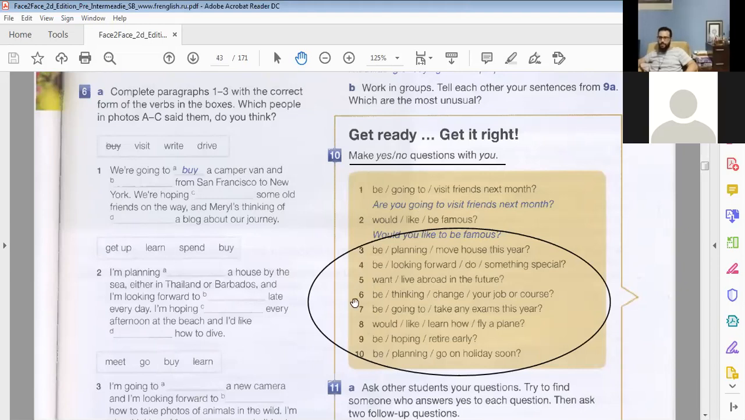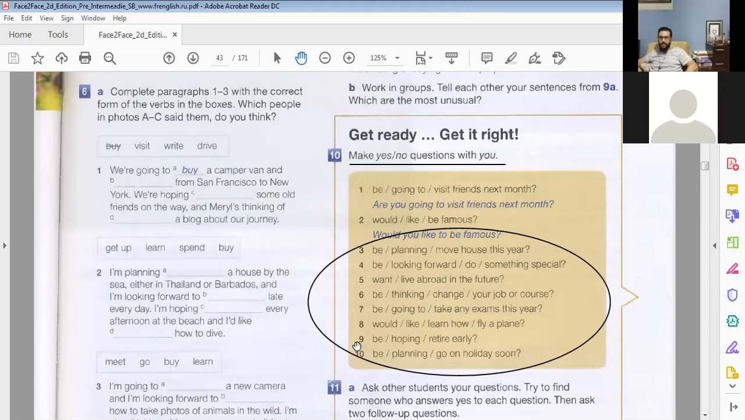Number 6? Are you thinking of changing your job or course? Good. Are you thinking of changing your job or course? Good. Are you going to take any exams this year? Right. Are you going to take any exams this year? Good. Would you like to learn how to fly a plane? Correct. Would you like to learn how to fly a plane?